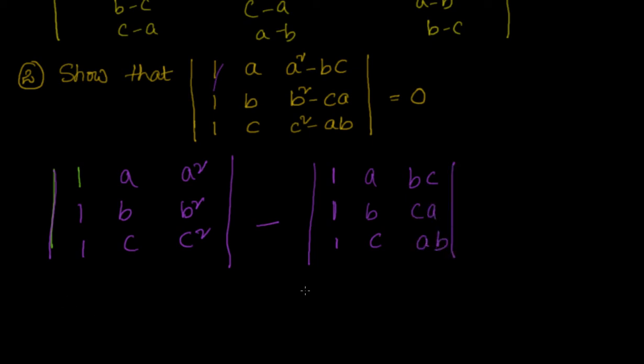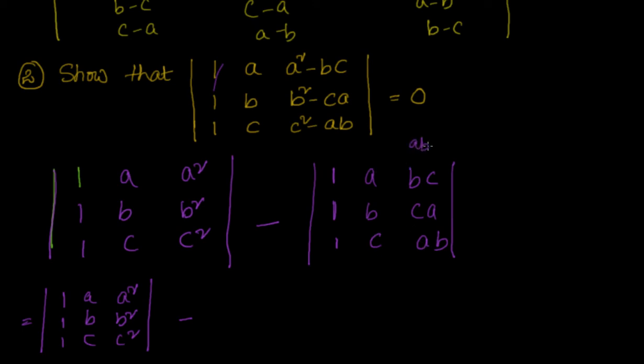Let us see what happens now. This is nothing but equal to 1 1 1, A B C, A square B square C square, minus the second matrix. Now if I have to prove this equal to 0, I should prove that the second matrix determinant is equal to the first matrix determinant, or I should be able to convert the second one into the form of the first one. If you see now, 1 1 1, A B C is fine, but I have BC, CA, AB.